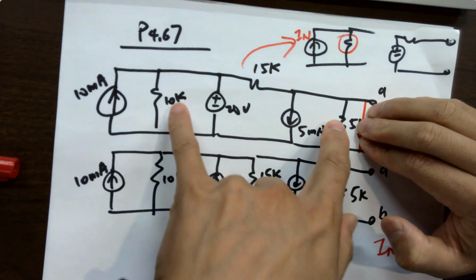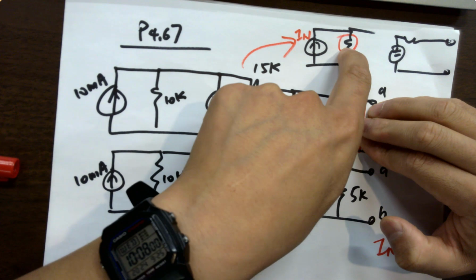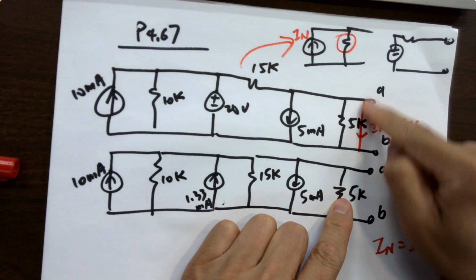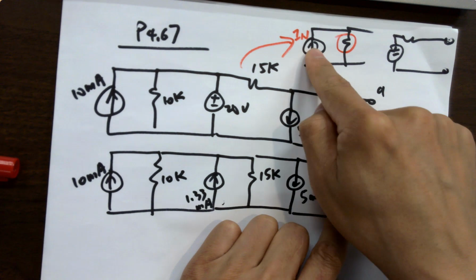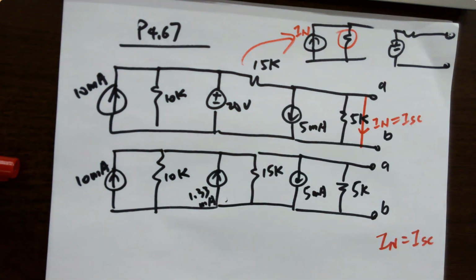And then find out the equivalent resistance, which is this guy. For this guy, draw a wire, get a current. It's going to be this current. Done. Okay, good? For Norton's equivalent, that's it.